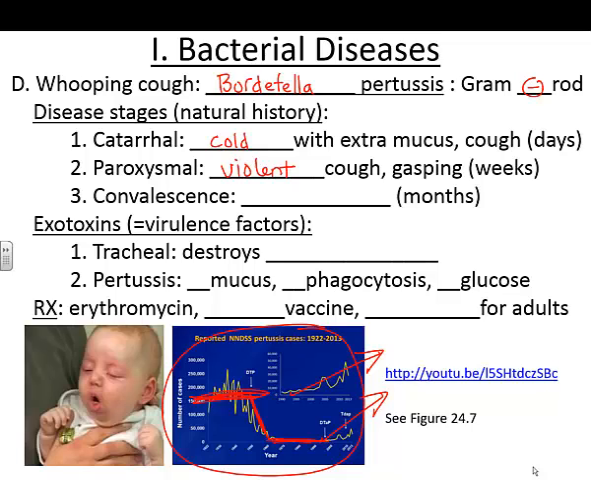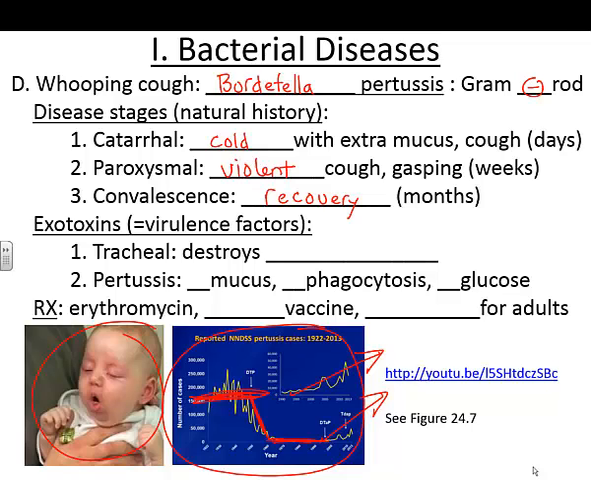The cough is so violent, it sometimes breaks the blood vessels in the eye and can even crack ribs. This stage lasts for weeks and gives pertussis the nickname the 100-day cough. Finally, the convalescence or recovery stage can take months before the weakened child returns to normal.